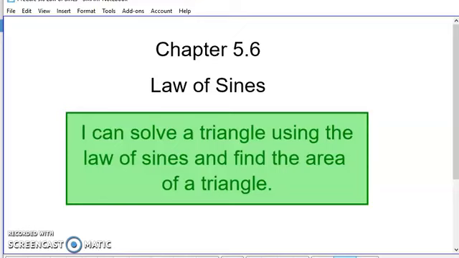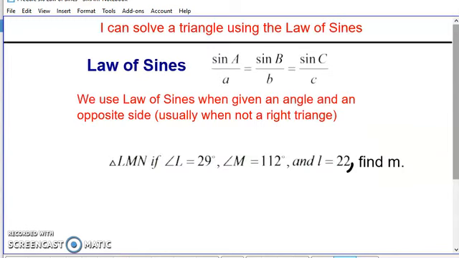Hi, this is Ms. Jensen, and today we are talking about law of sines. I can solve a triangle using law of sines and find the area using formulas that are related to law of sines.